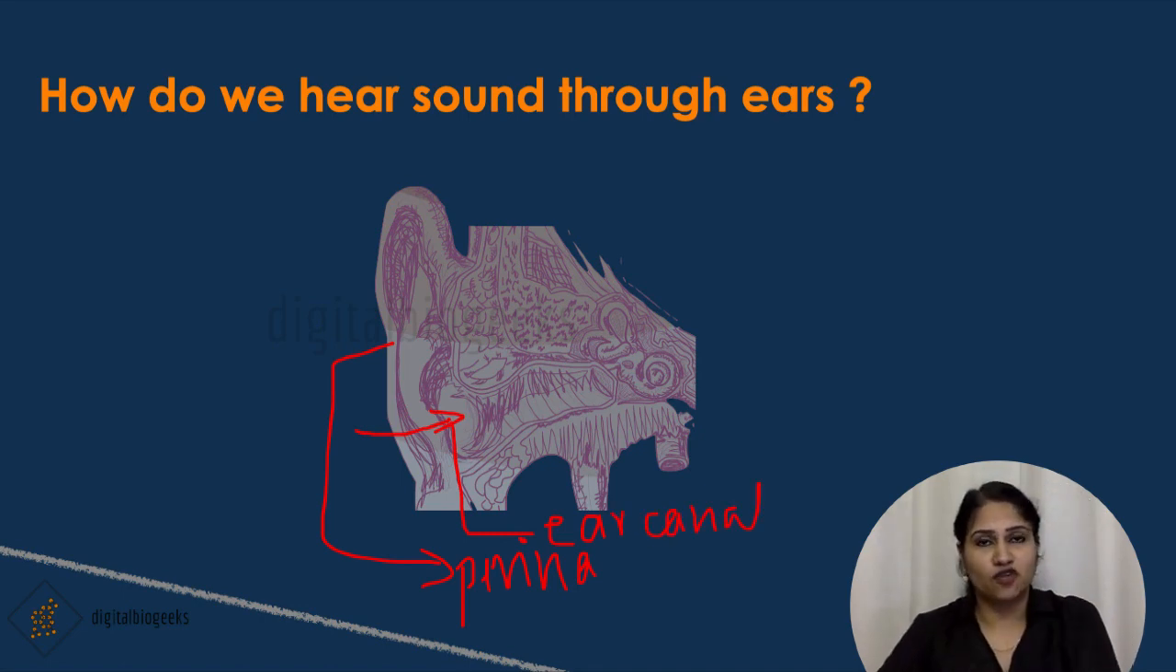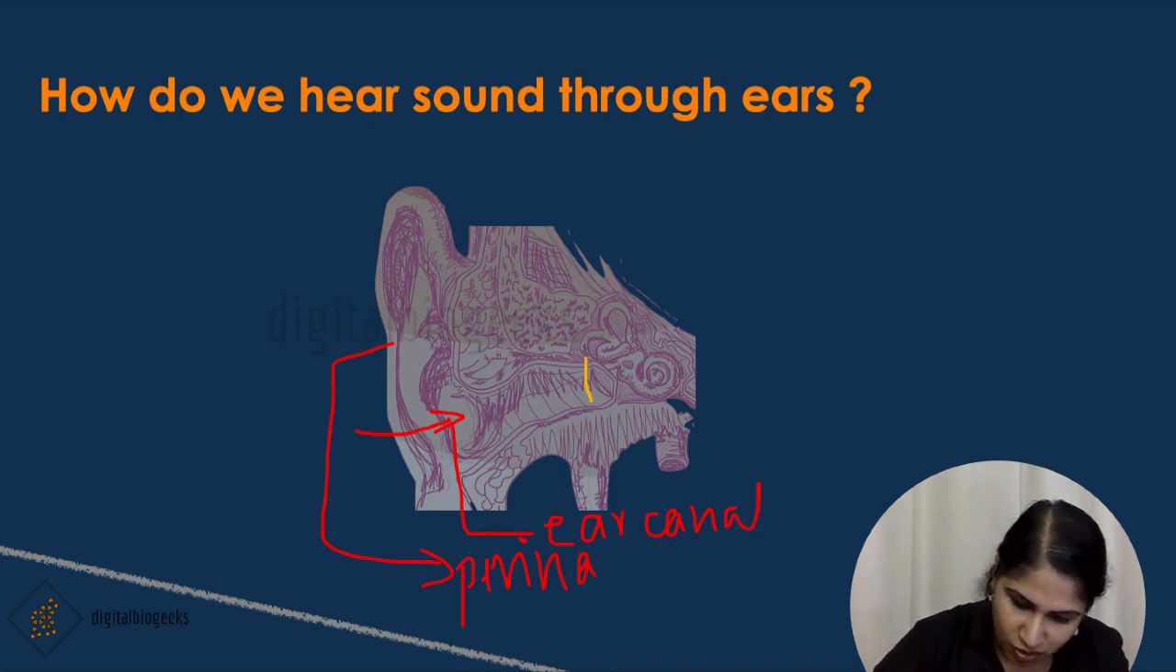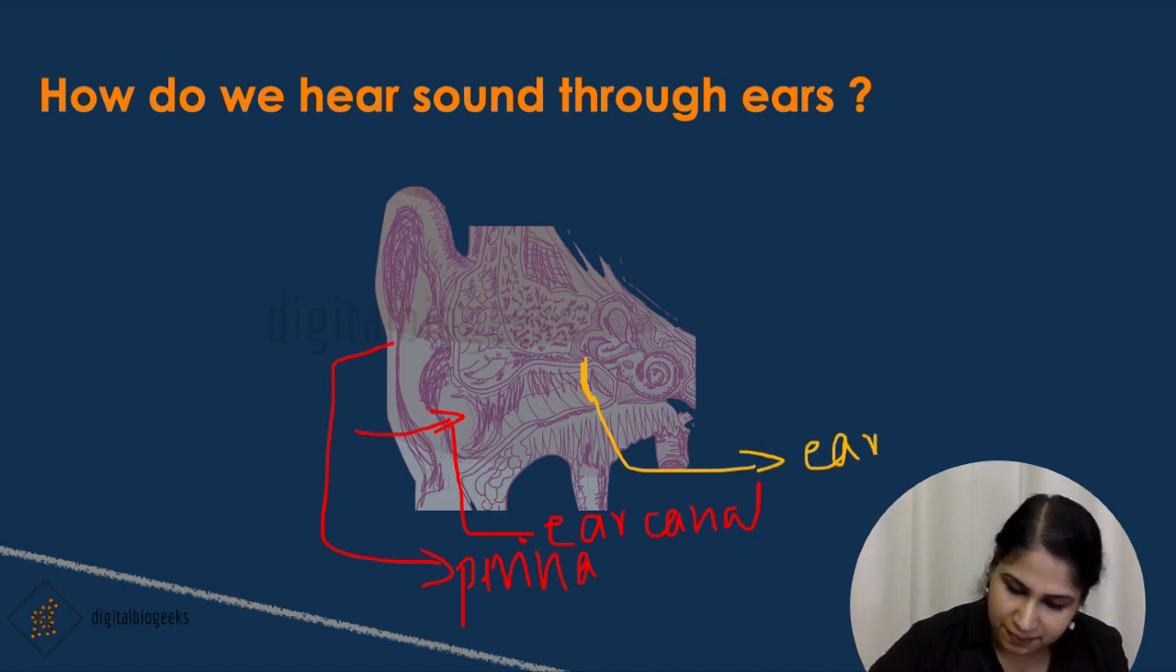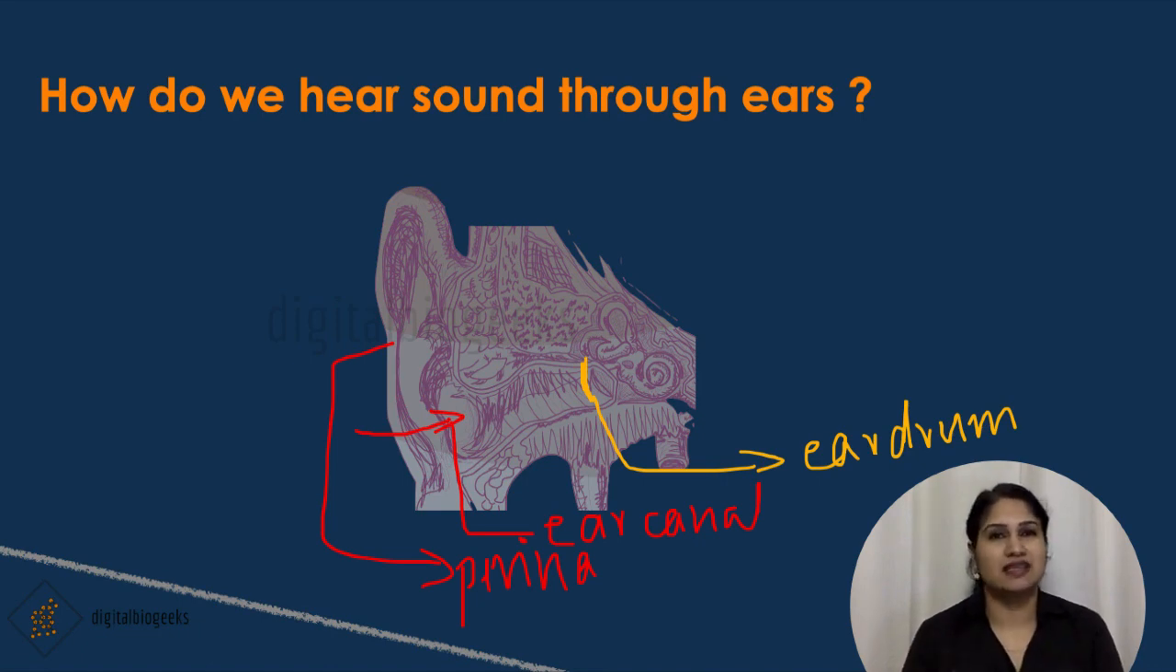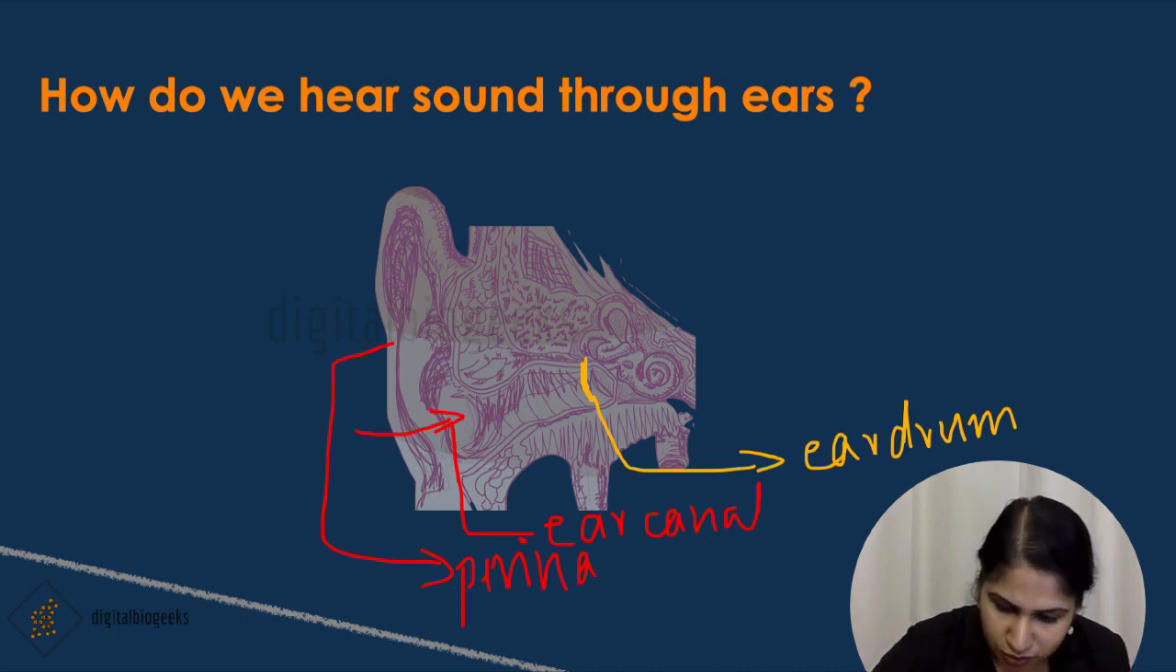And on the end of this ear canal, there is a circular membrane that is called the ear drum. This ear drum is stretched tightly. We know that the sound waves are vibrating. When these sound waves are vibrating, it makes the eardrum vibrate. Eardrum passes this vibration into the middle ear.